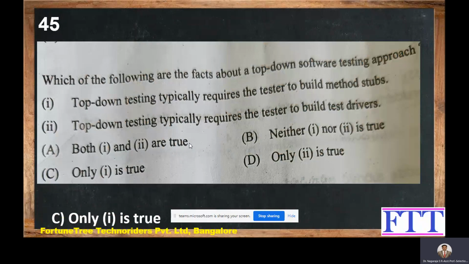So this is my previous video. We mentioned option A as the right answer, but it's not correct. Option C is the right answer. Only the first statement is true. So now in this video, I am clarifying that particular thing. It's not option A, it's option C. So we'll move to the next one.